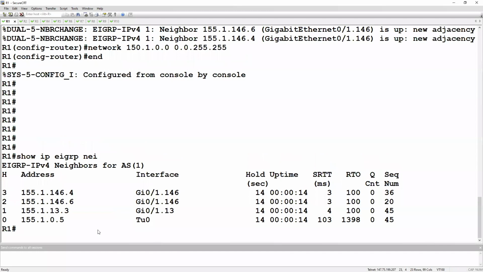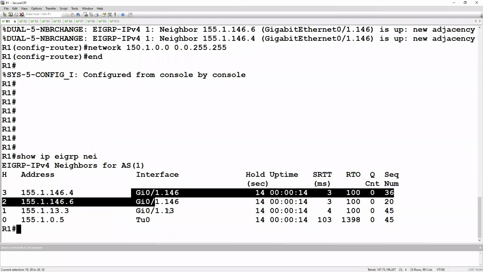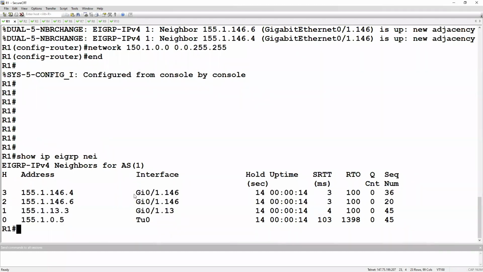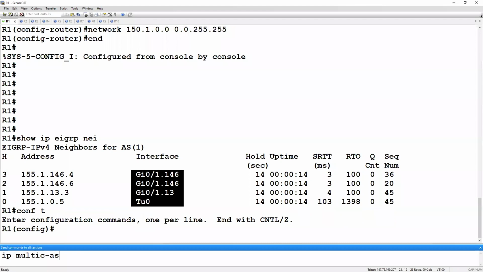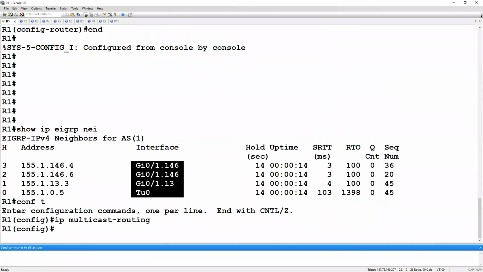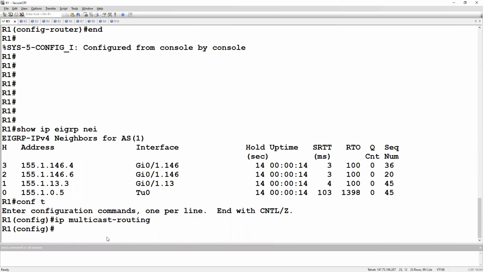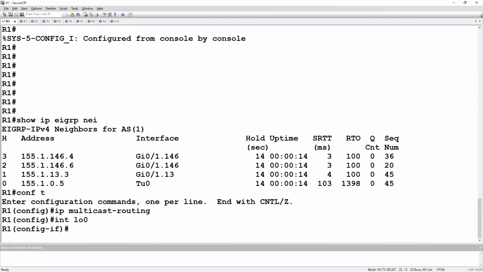Okay, now when we enable PIM, we want to enable PIM on a one-to-one basis with the unicast routing. So essentially all of these interfaces here that we're running unicast routing on, these are the interfaces that we're going to be running PIM. So in global configuration, we're going to say ip multicast routing. And then we're going to go to the physical interfaces, or in this case, the subinterfaces, and enable PIM in sparse mode. So we're going to start with the loopback interface. The loopback interface does need to run PIM for certain functions, which we're going to talk about in more details later. So we say ip pim sparse-mode.